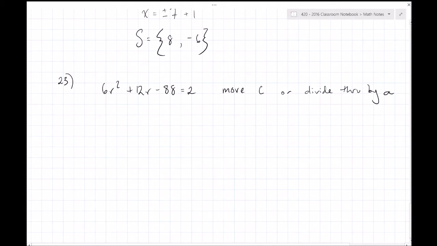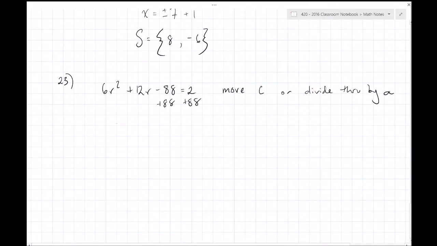But if I divide through by A right now, it's going to get really messy because I'm going to have to do 88 divided by 6 and 2 divided by 6, and that's going to be a third, and the other thing's going to be something thirds, and I don't want to deal with that. So I'm going to move C first because it makes my life easier. Sometimes it might not matter. Let's move C. So we add 88 to both sides of the equation.